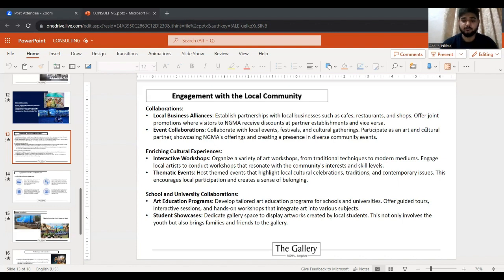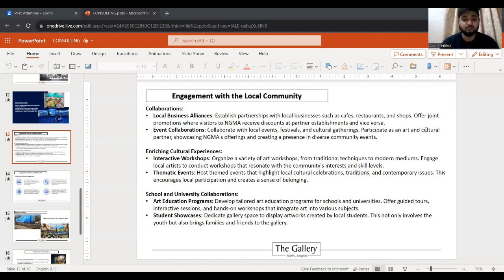For engagement with the local community, we can also have school and university collaboration. In this, we can work together with schools and universities, like art education programs. We can create special art programs that fit what students are learning in school, give them tours of the National Gallery, and let them try making art themselves.